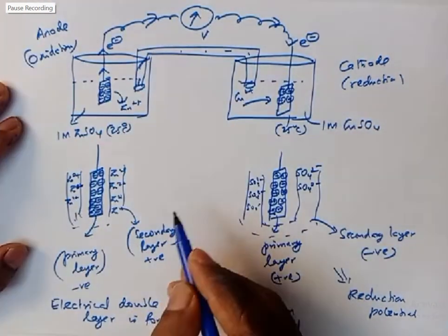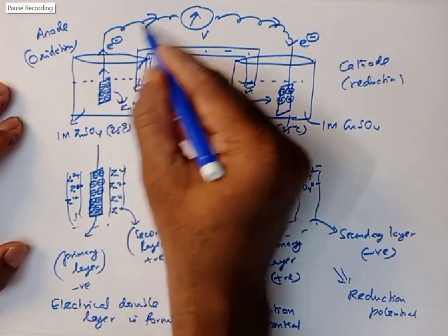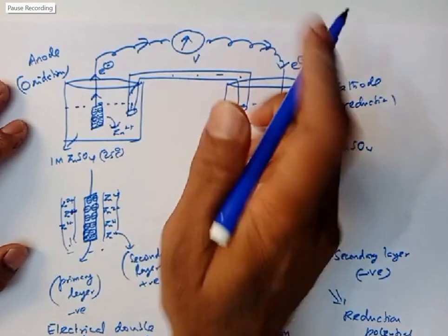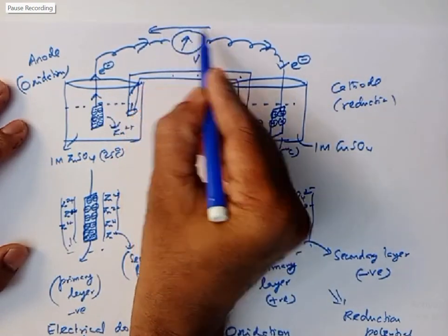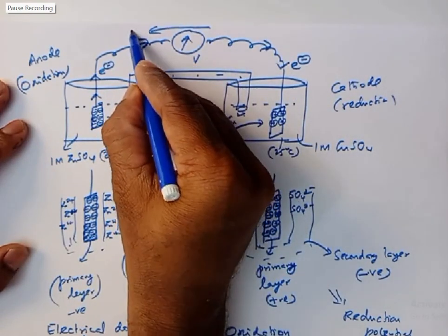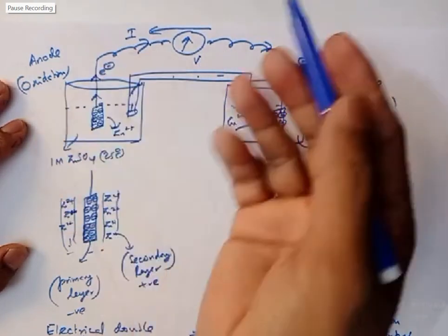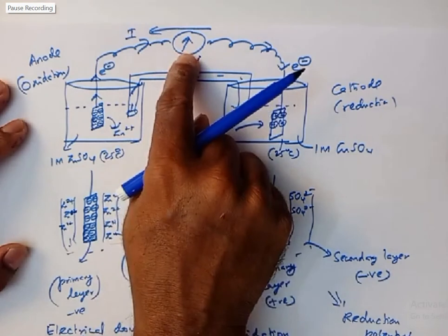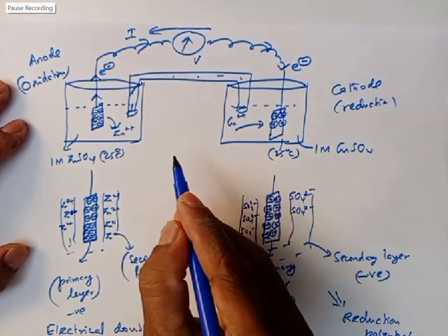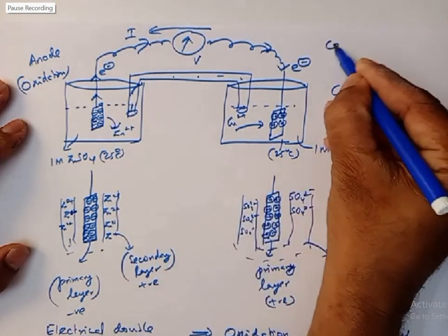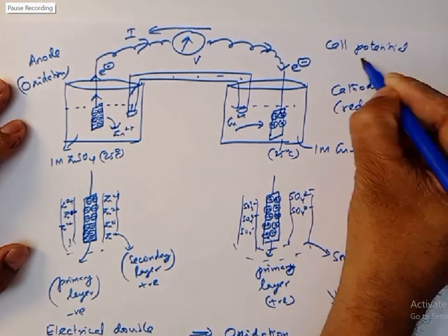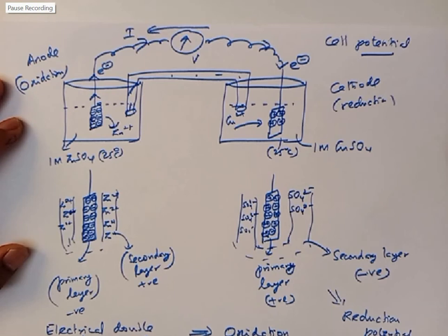a cell potential. Because electrons are moving here, you know very well, if electron moving from anode to cathode, the direction of current is here. Current I, right? By convention we say that current is moving in this direction. You will get a potential, and that potential is what we call a cell potential. Students, observe carefully. You will get a cell potential.